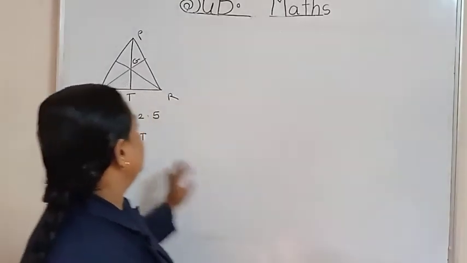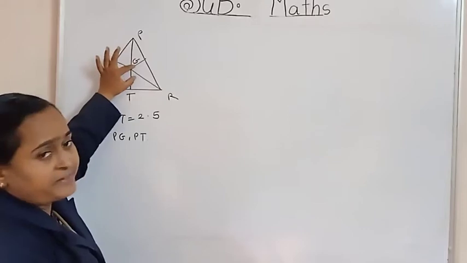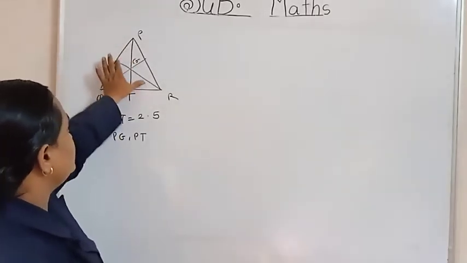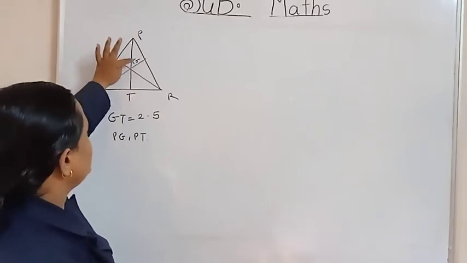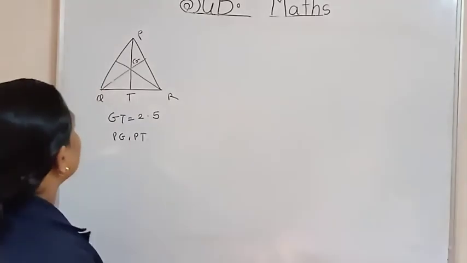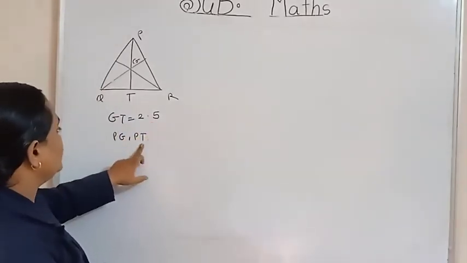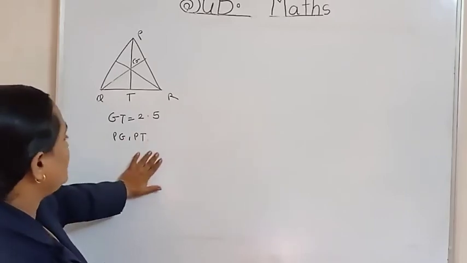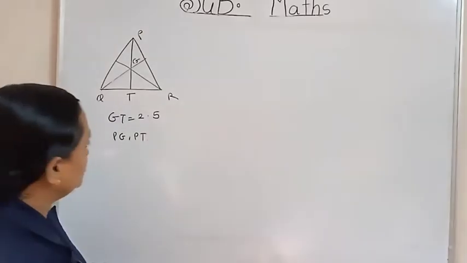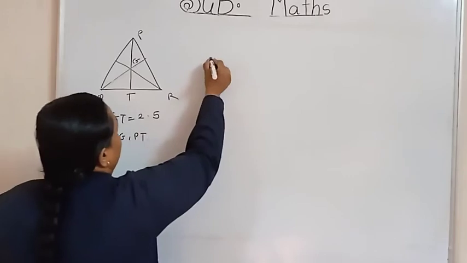In this example it is given that point G is the point of concurrence of all medians. Means PT, this is there, and these three are medians and G is the point of concurrence of medians, means G is the centroid. Then the GT value is given as 2.5. You have to find PG and PT. Again one property is there, the centroid divides the median in the ratio 2:1. That property we have to use for solving this example.